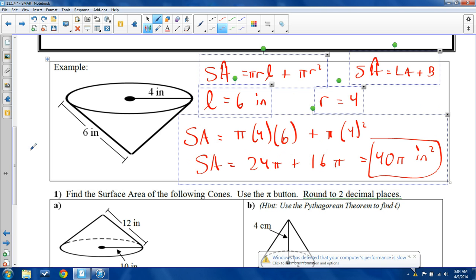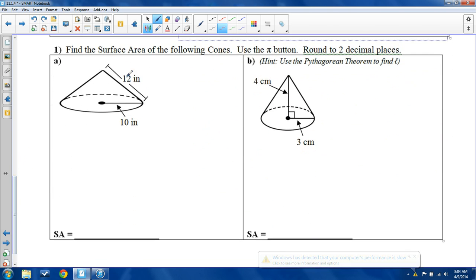Okay. Let's do a couple more examples here. Find the surface area of the following cones. Use the pi button and round to 2 decimal places. Same thing. Slant height is 12, radius is 10.